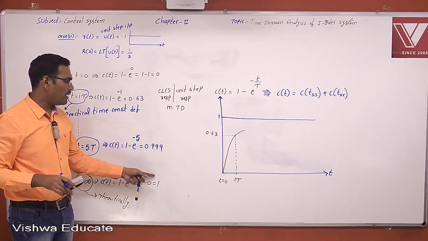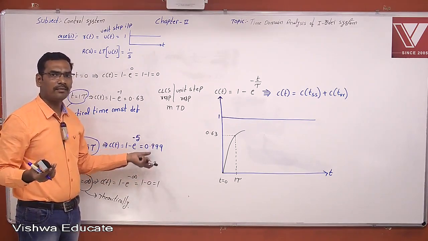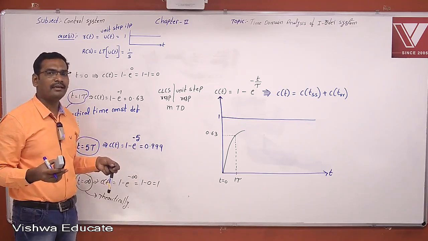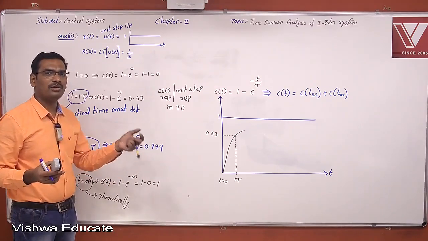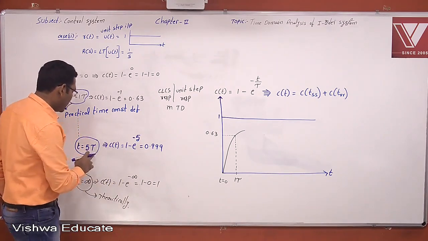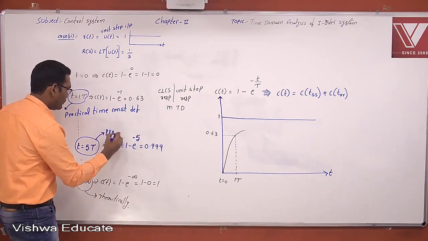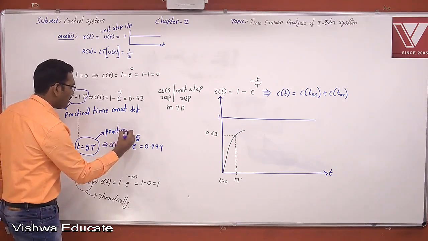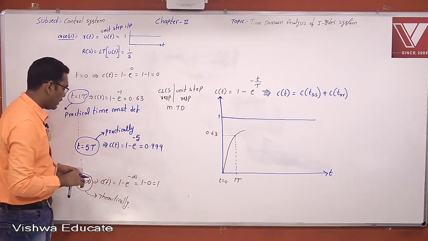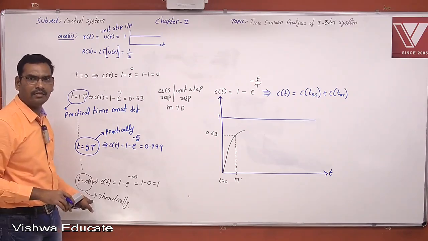Now out of 100%, I can reach 99.99%. What is the deviation? 1 minus 0.999 means 0.001. Error is 0.001, which means approximately 0 error. This is practical. This is practically how much time the response will take to reach the final value: within a time of 5 time constants. This is theoretically. Okay, I don't want this, I want this.